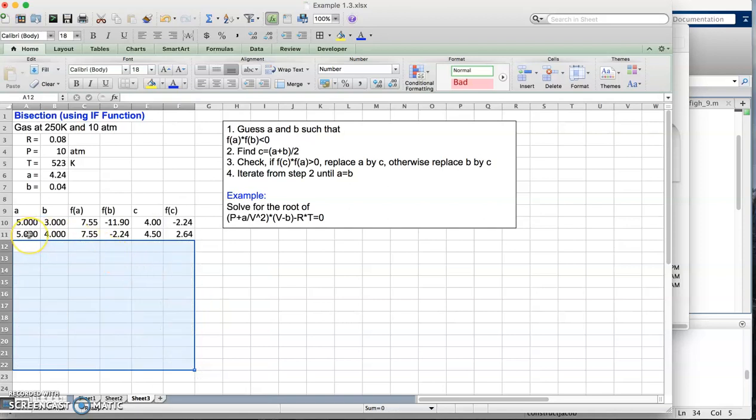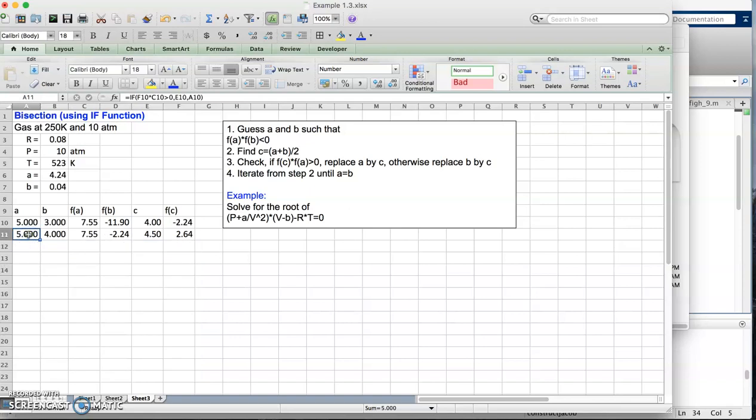Alright, now I'm going to calculate f of a. I'm sorry, now we're going to check. So for this cell, we're going to check this condition: if fc times fa is bigger than 0. So look at that, there's an if condition here in Excel you can use.